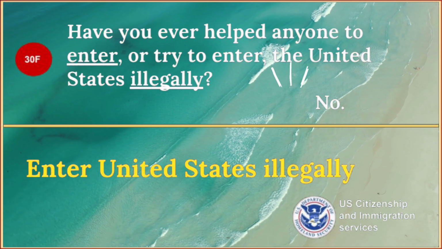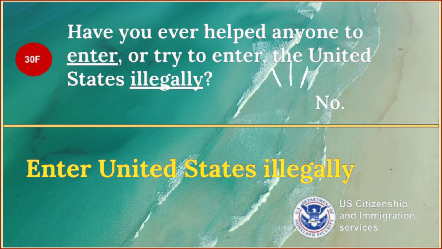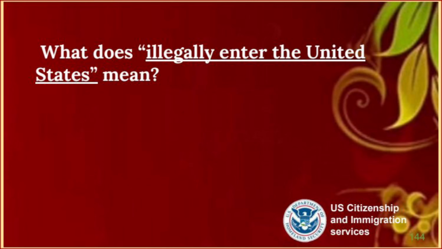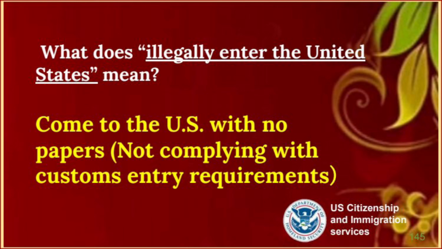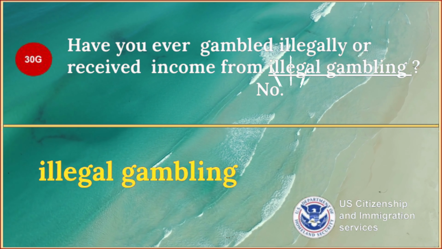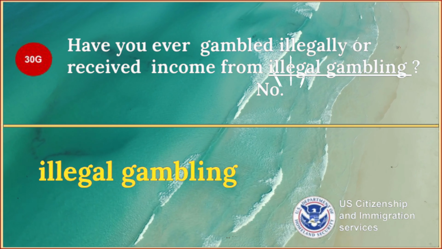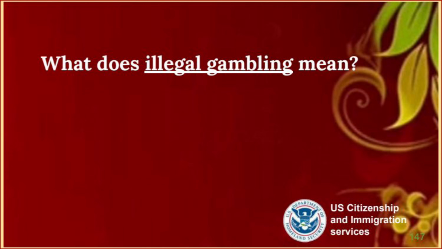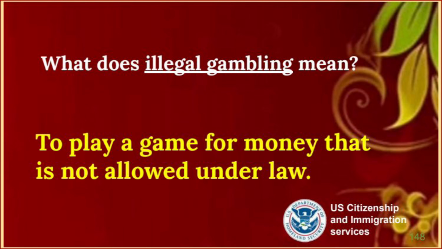Enter United States illegally. What does illegally enter the United States mean? Come to the U.S. with no papers, not complying with customs entry requirements. Illegal gambling. What does illegal gambling mean? To play a game for money that is not allowed under law.